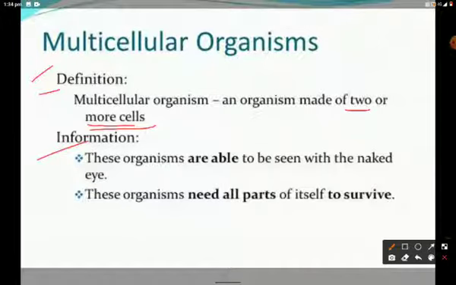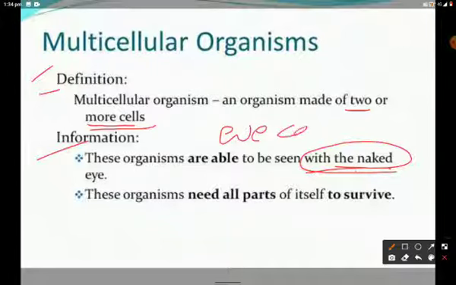Information. These organisms can be seen with our naked eye. We can see these with our own eyes, not with a microscope. These organisms need all parts of themselves to survive. They have all parts to survive, not only one cell, but more cells.